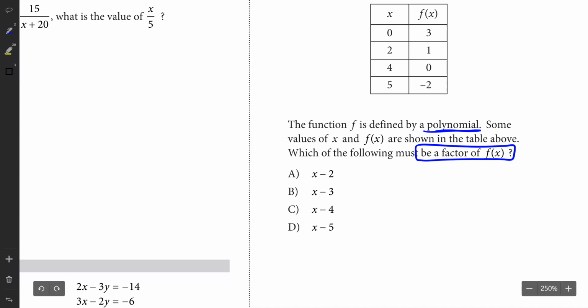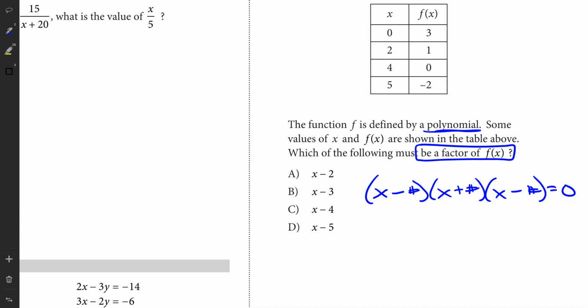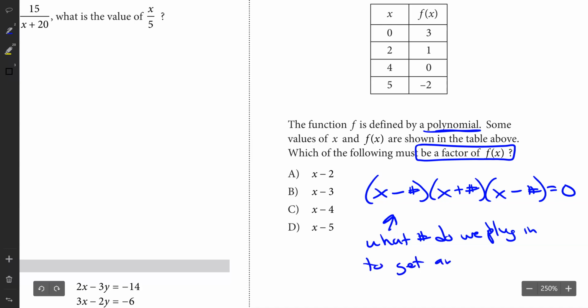So think back to polynomials. When you have these factors, x plus a number, or you could have x minus a number, and you could have many different factors, let's say, okay? It's a factor when this equals 0. So essentially we want to know what number do we plug in to get an output of 0? Well, if you look at your table of values, that would be right here.